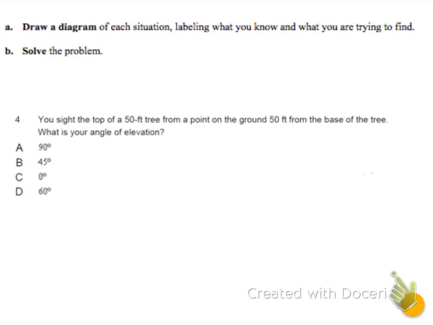Okay, you sight the top of a 50-foot tree from a point on the ground 50 feet from the base. So here's my tree. Should be 50 feet tall. You are 50 feet away from the base. Person. Okay, what is your angle of elevation looking at the top of that tree? So remember, elevation, you're looking up, and we're looking towards the top of that tree.